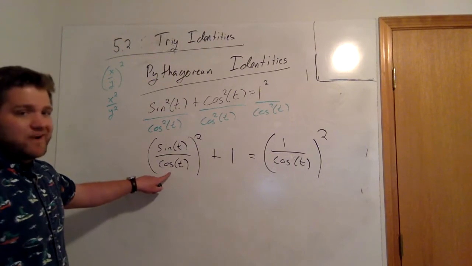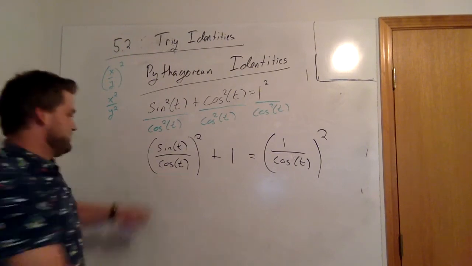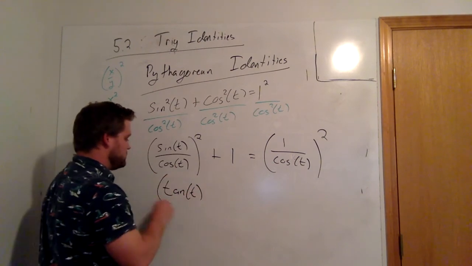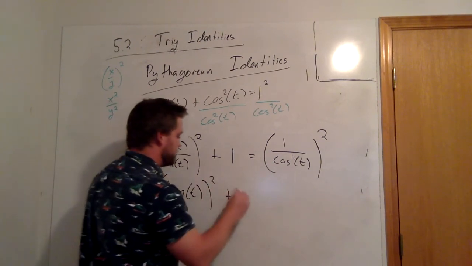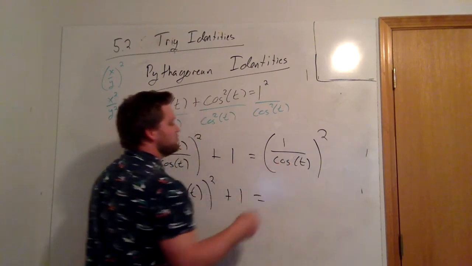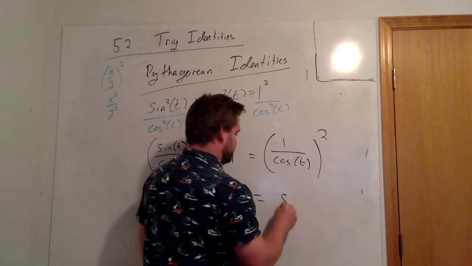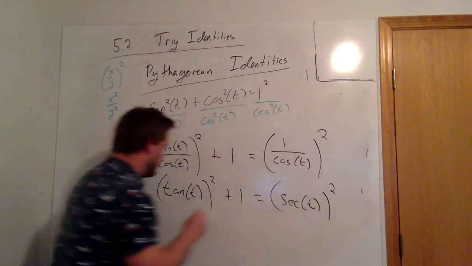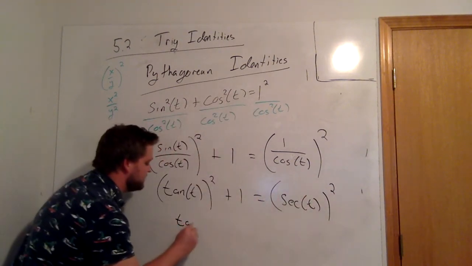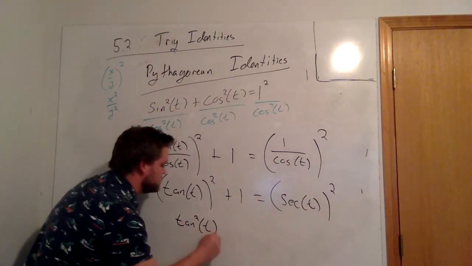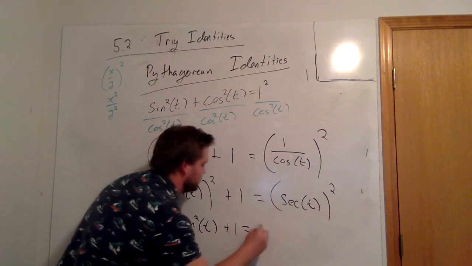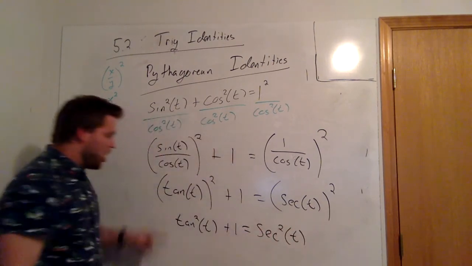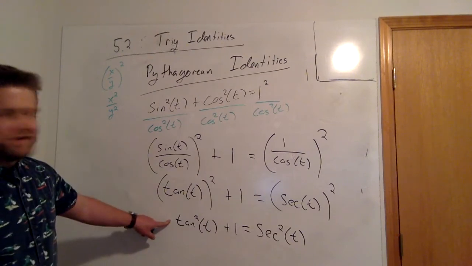Well, what's sine over cosine? That's tangent. So this is tangent of t squared plus 1. 1 over cosine, that's secant squared. So what do we have? We have that tangent squared of t plus 1 is equal to secant squared of t. And here we have it, our second Pythagorean identity.